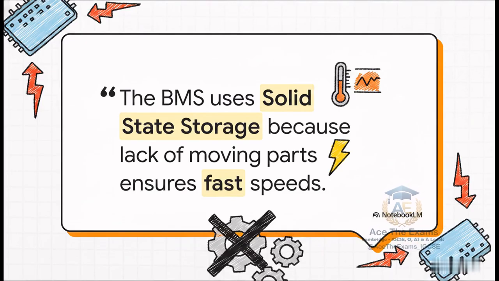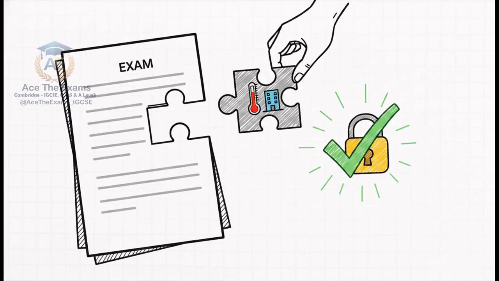The BMS uses solid-state storage for temperature data because its lack of moving parts ensures fast, reliable read/write speeds for continuous environmental monitoring. So the crucial point is that we didn't just say it's fast. We explained why it's fast, the lack of moving parts. And we didn't just say it stores data, we said exactly what kind of data, directly linking it back to the scenario. And that brings us to the secret weapon, closing that loop we opened earlier.